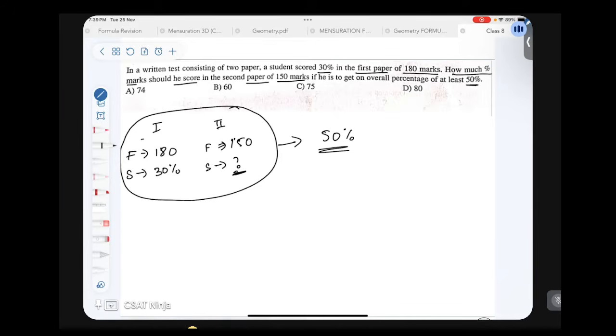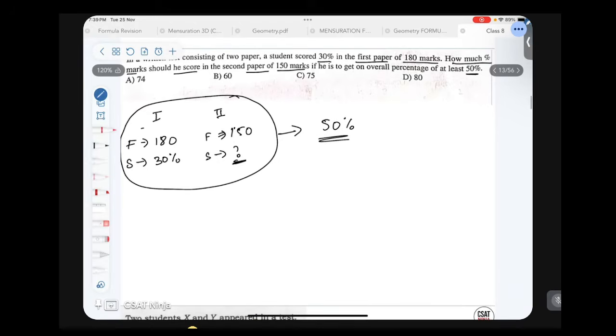I'll just create an equation using this. Okay, how do we create the equation? The question says he needs to score 50% of the total of subject 1 and subject 2. If you are finding average or percentage from your mark sheet, what do you always find? Total marks, right? The total marks here is 180 plus 150. This is paper 1 and this is paper 2. So total marks will be how much?